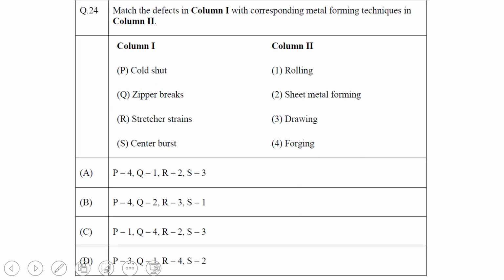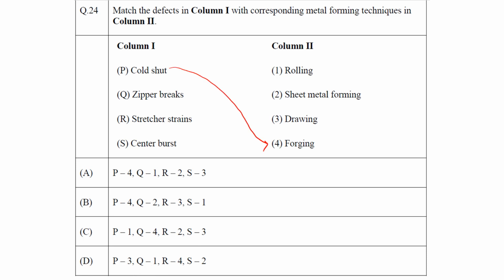Now next is the match type. Match the defects in column 1 with the corresponding metal forming techniques in column 2. The first is the cold shut, then zipper breaks, stretcher strains, center burst. Column 2: rolling, sheet metal forming, drawing, forging. So cold shut basically happens in the case of forging.